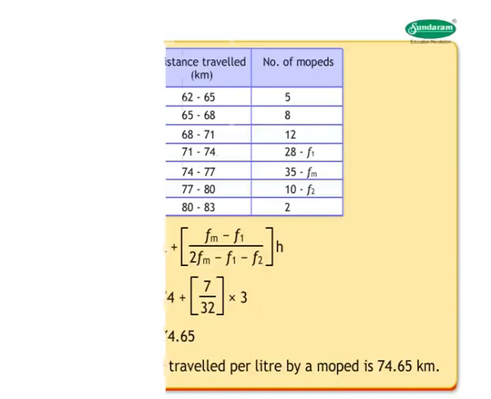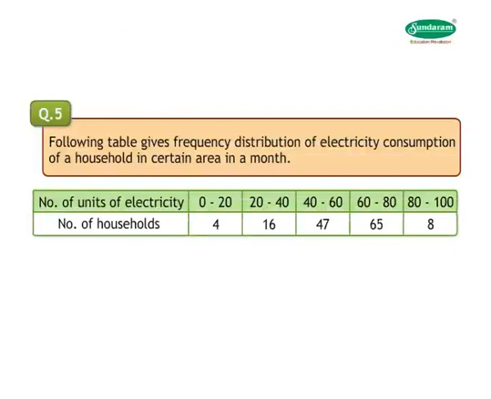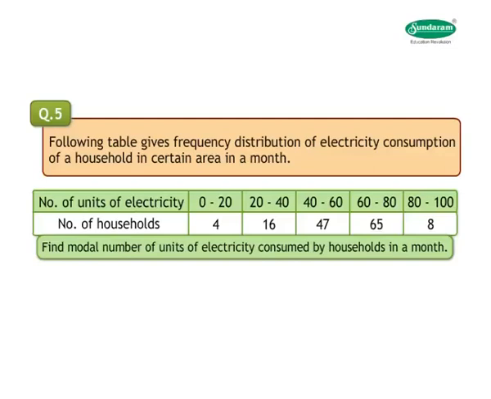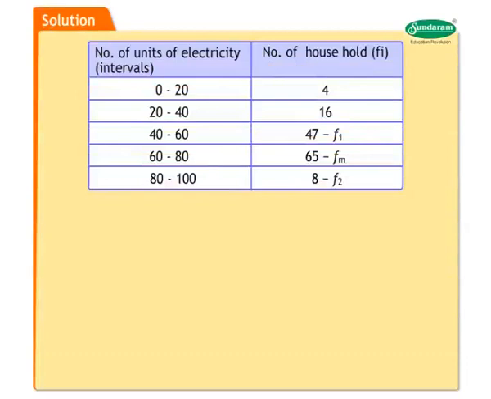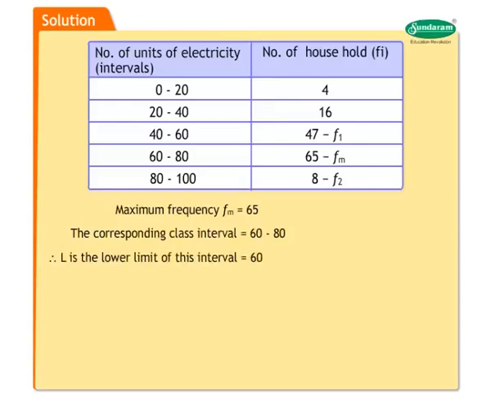Question 5. The following table gives the frequency distribution of electricity consumption of a household in a certain area in a month. Find the modal number of units of electricity consumed by households in a month. Solution. Let us draw a table. Here, maximum frequency fm is 65. The corresponding class interval is 60 to 80. Therefore, l, the lower limit of this interval, is equal to 60.